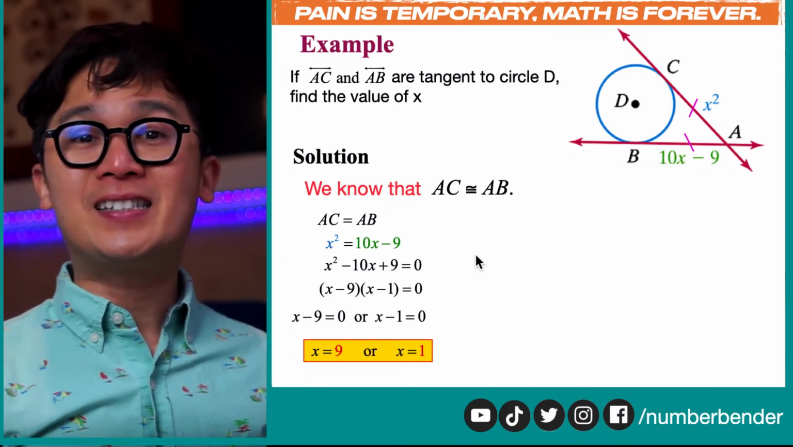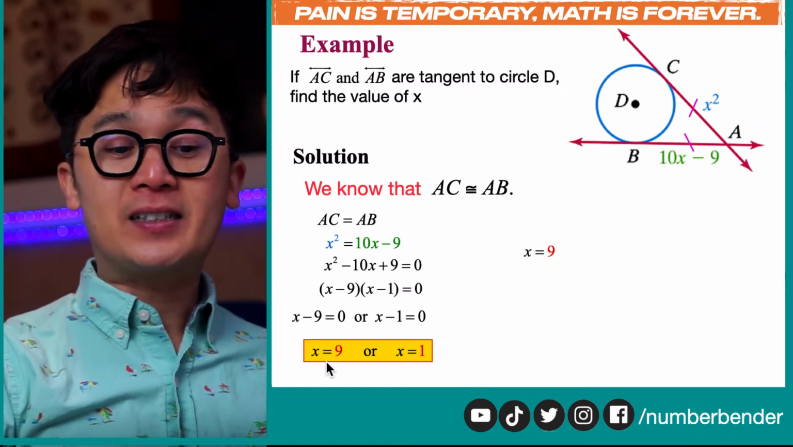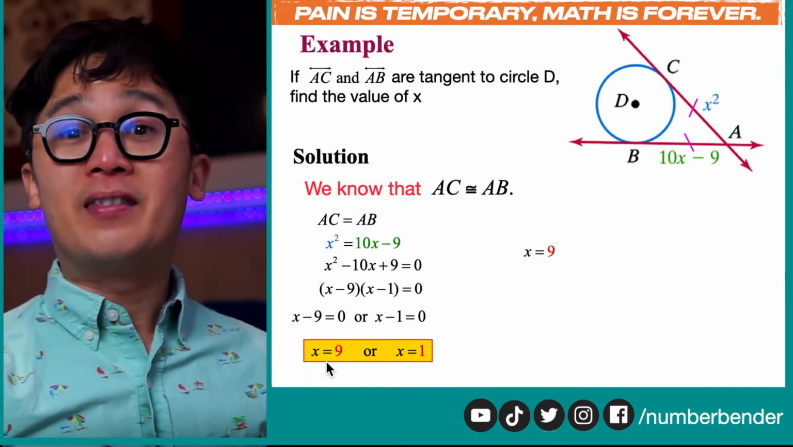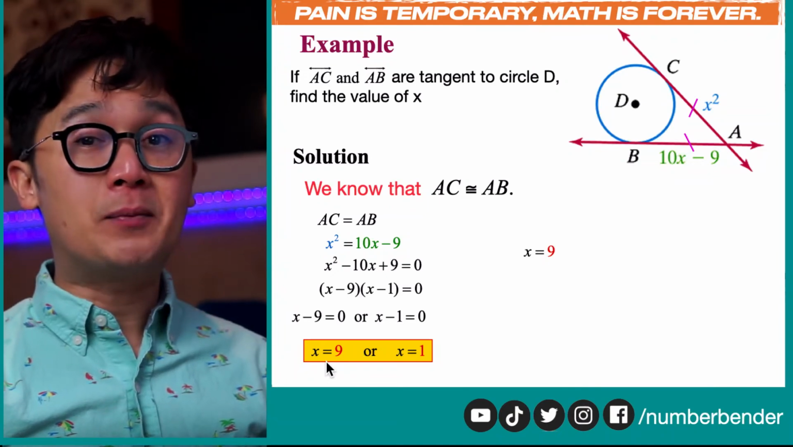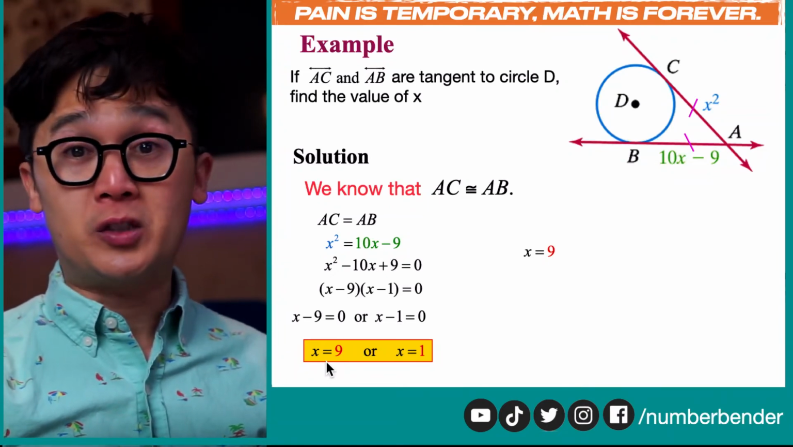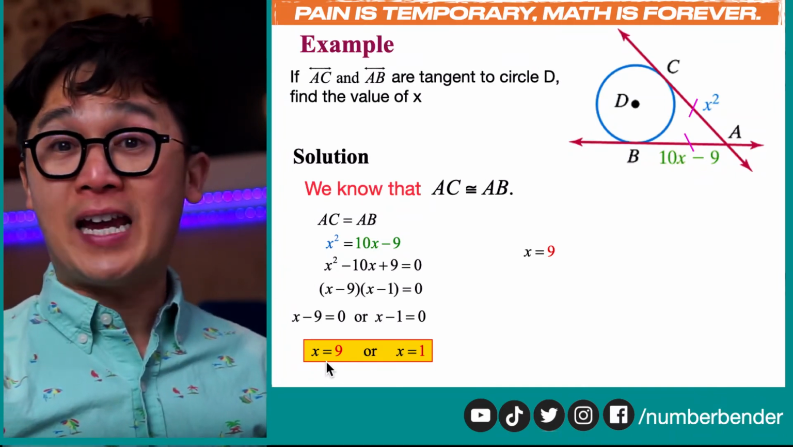And let's test it with the first value of x, which is 9. So let's say x is equal to 9. The value of line segment AC, which is the same as line segment CA, can be found by substitution. So let's use line segment AC, which is equal to 10x minus 9.